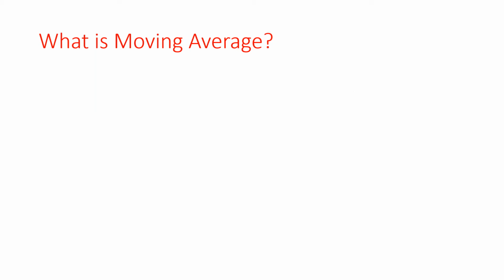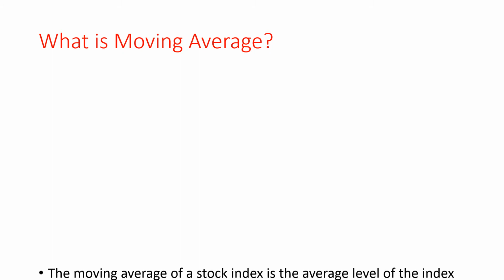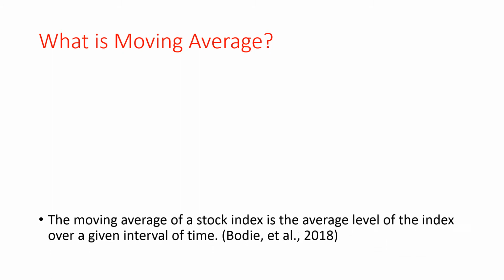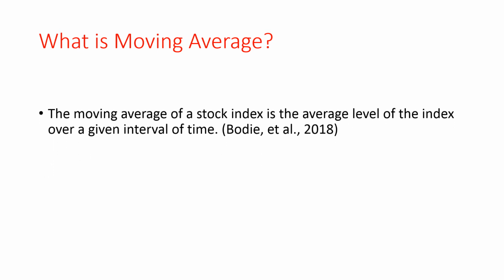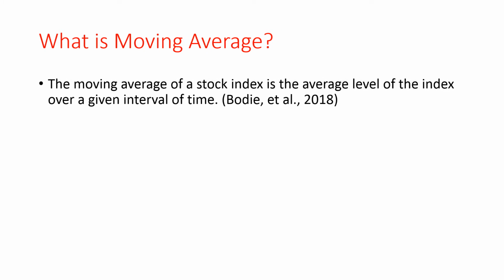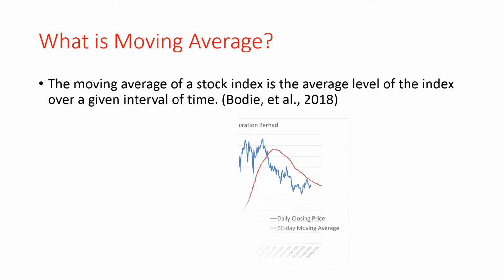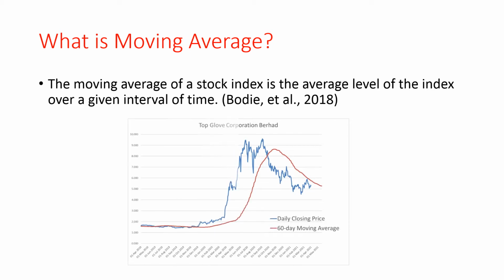What is moving average? According to the definition of Investopedia, the moving average of a stock index is the average level of the index over a given interval of time. From the figure, the blue line represents the actual share price. The red line is the moving average. Moving average is used to smooth out price fluctuations. It filters out the noise, the daily up and down price movements.